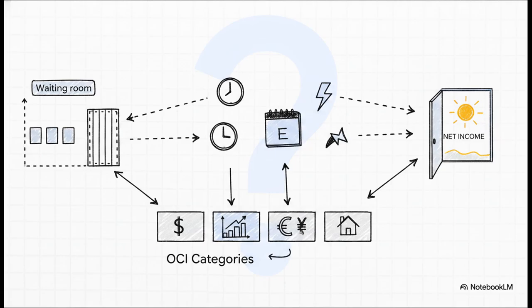They're waiting for something very specific to happen. So I'll leave you with this question to chew on. If OCI is the waiting room, what exact triggers finally open the door to net income? What are the specific categories of OCI, and what economic events actually cause them to reclassify? Well, that is exactly what we're going to uncover in our next explainer when we break down the key terms and the 4 OCI categories.